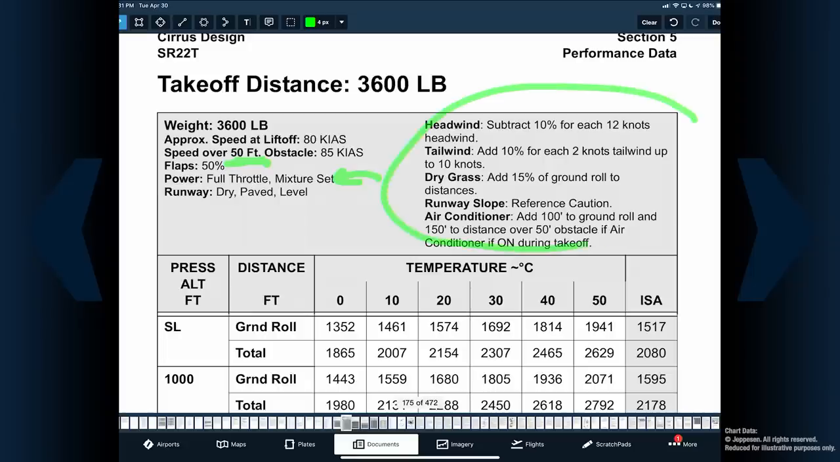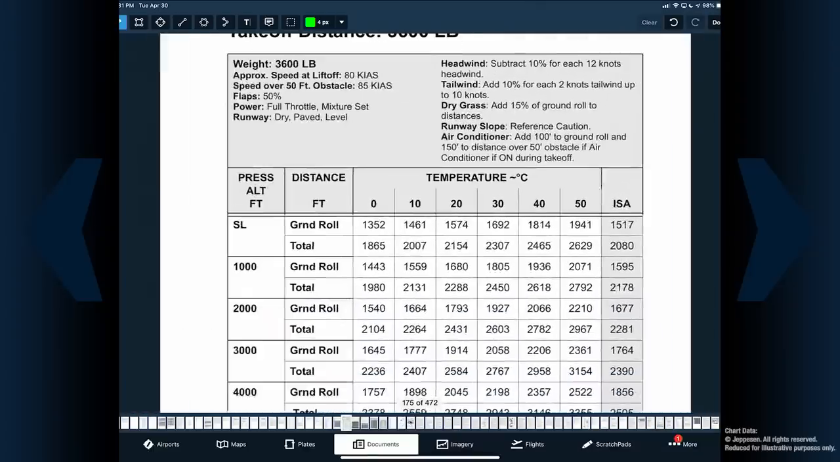If we come over to this side, we'll subtract 10% for each 12 knots of headwind and add 10% for each 2 knots of tailwind up to 10 knots. It's not that above 10 knots you'd have to add different numbers, it's that the aircraft would be difficult to control and they don't advise you landing the airplane with more than 10 knots of tailwind. And then we've got dry grass and runway slope. And air conditioner adds 100 feet to the ground roll and 150 feet to our distance over 50 foot. Okay, so knowing that, let's actually take a look.